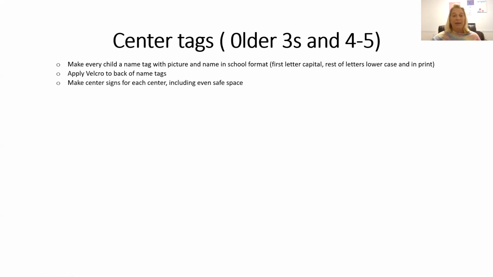Make a center sign for each center. So it'd be like a sheet like this. It would say block play, and you would have 4 felt Velcro dots. And then if the children were going to play in block center, they take their Velcro dotted name tag and they put it on to one of the dots.